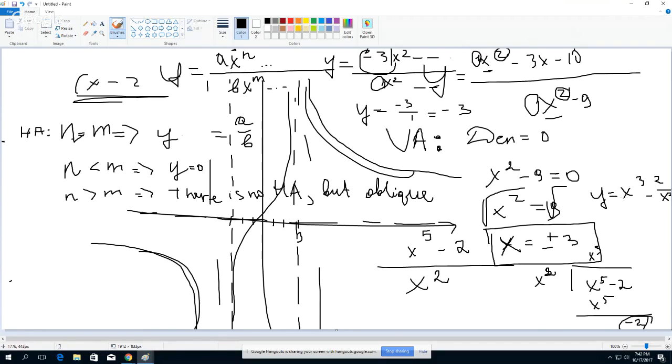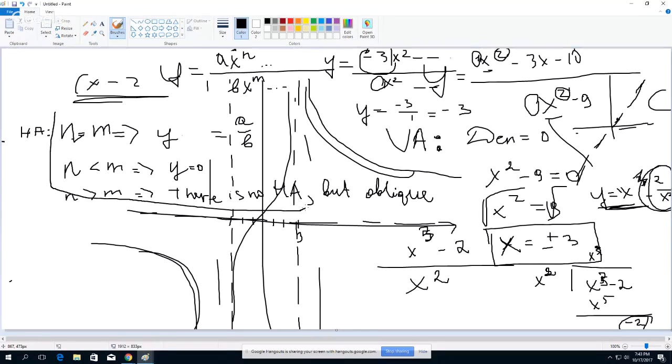But usually, if here's like 3 and here's like 2, you'd get x here, and you need to disregard the remainder. So your oblique asymptote is y equals x. This is your oblique asymptote, and your graph will be something like that. But usually this one is enough, at least in our case.